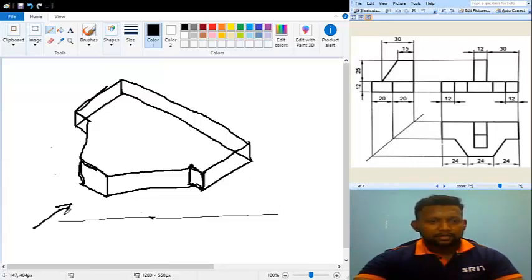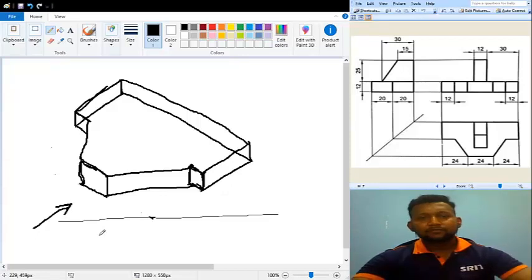So at the end of the solution, you have to clearly give the arrowhead which represents that it is the front view. So from this end it is the front view, okay. And now since this is the side view, in the side view you can clearly see that we have some inclined block over here which is having again a thickness of 12 and here 15.